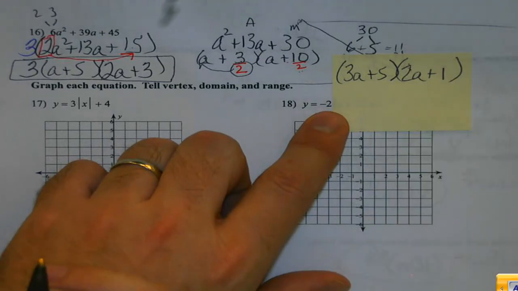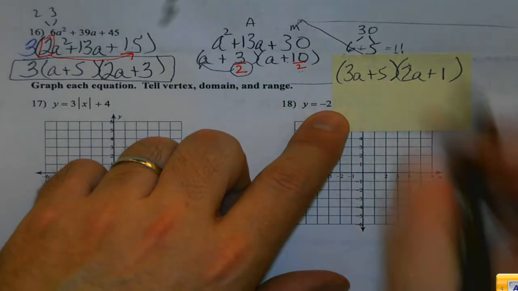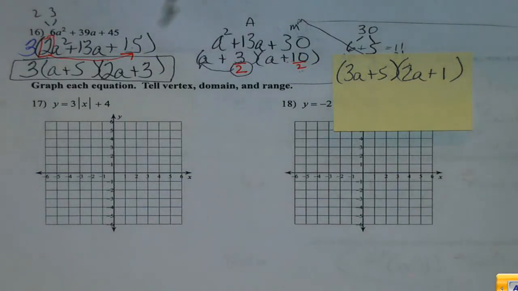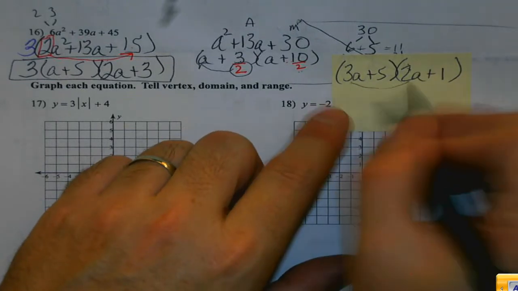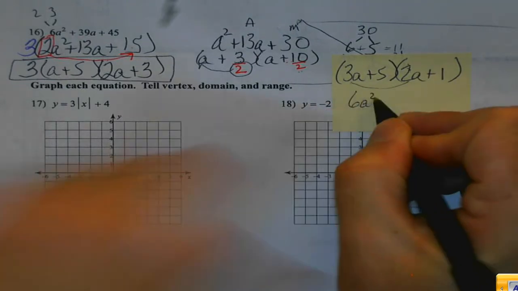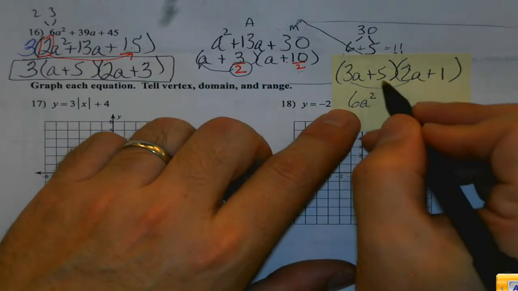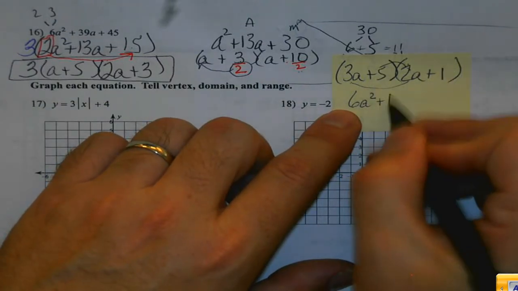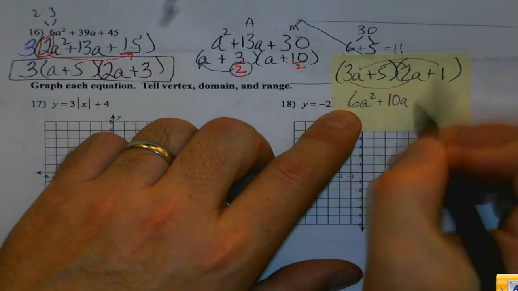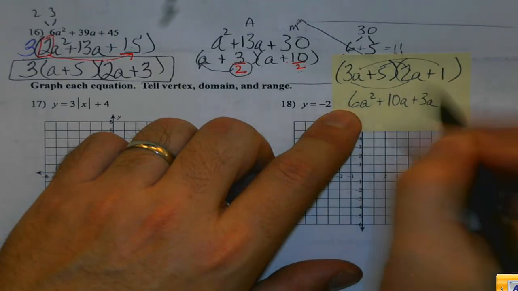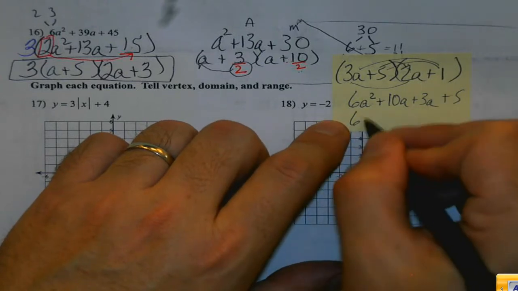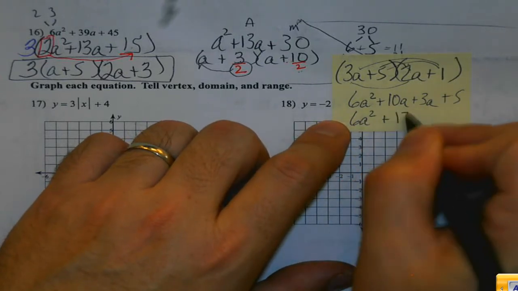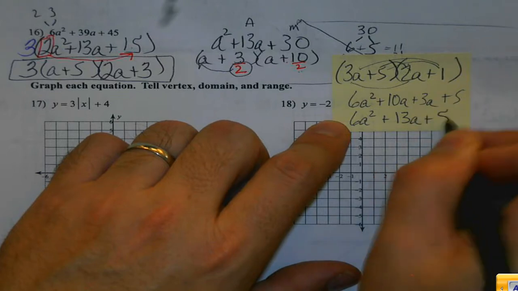Now here's the dilemma you ended up with. If I FOIL that out, and again, this is where if I didn't take the 3 out at the beginning, let's see what happens. So I've got my 6a squared. Okay, that's okay so far. Now the fun's going to start. Plus 10a plus 3a plus 5.